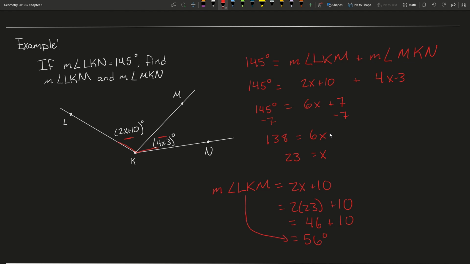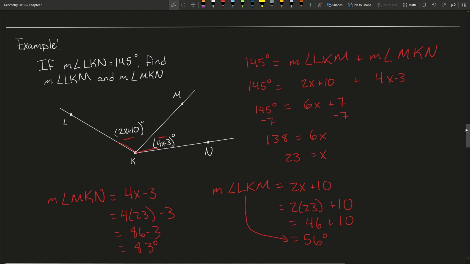And we can do the same thing for the measure of angle MKN, which is equal to 4x minus 3. Again, we know x now. So this is 4 times 23 minus 3. So 86 minus 3, which is equal to 83 degrees. You should note that this figure is not to scale.